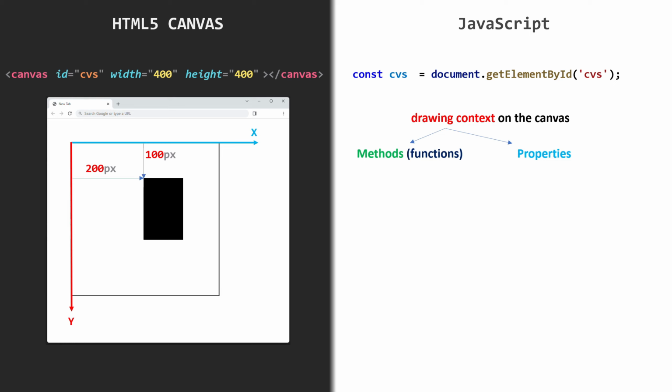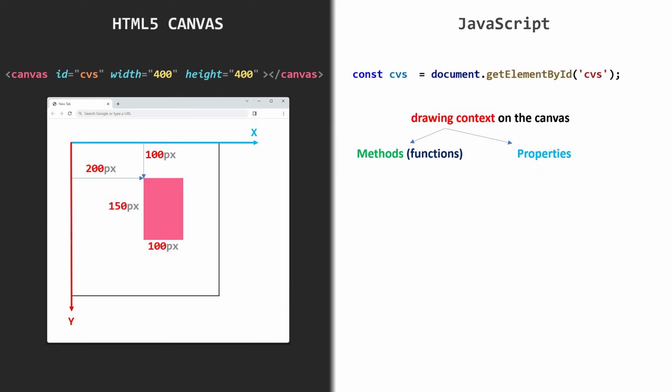And you also need to know some properties that concern your shape. For example, if it's a rectangle, you want to know its width and its height. And if it's a circle, you want to know the radius. Also, you might need a color with which you want to fill your shape. For example, I want to fill this rectangle with a red color. So all these parameters must be passed to a function that comes from the drawing context, and that's going to draw the shape you want on the canvas.